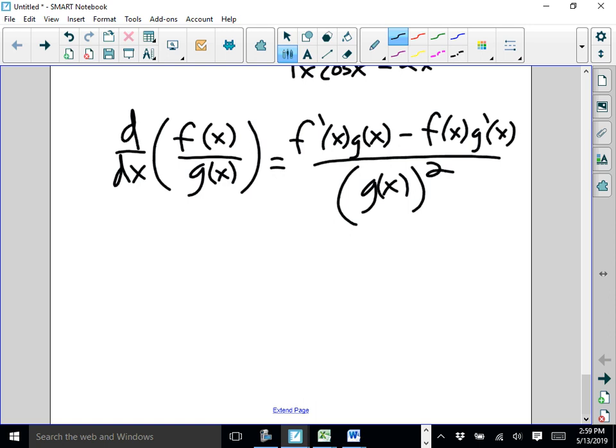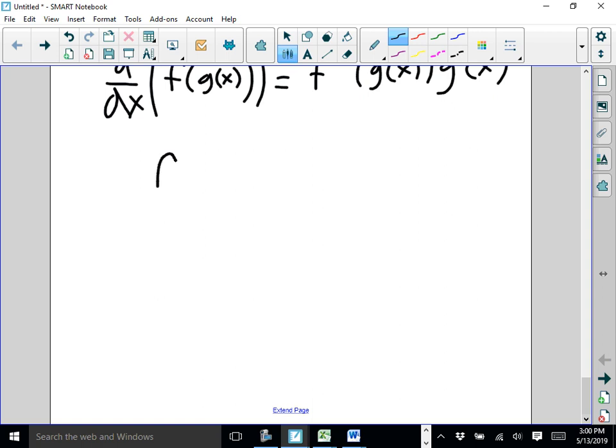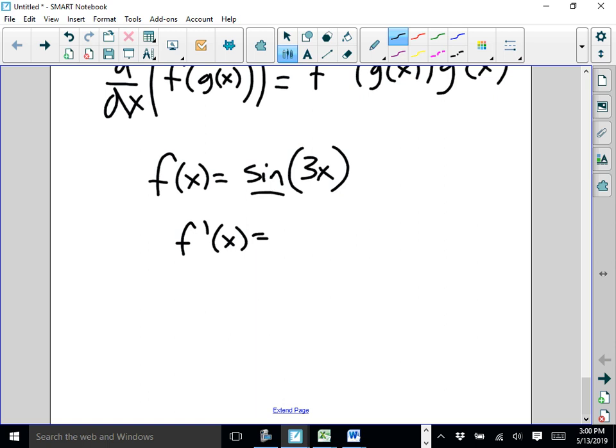Chain rule. When I do the derivative of f of g of x, I do the derivative of the outer function with respect to the inner function times the derivative of the inner function. Example. If I have to do f of x equals sine of 3x, f prime of x, I would do the derivative of the outer function, cos, with respect to the inner function, 3x, and then I'd multiply by the derivative of the inner function, and I'd get 3.